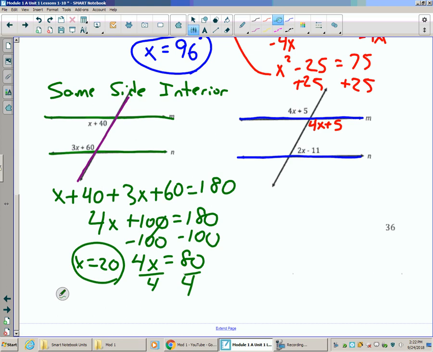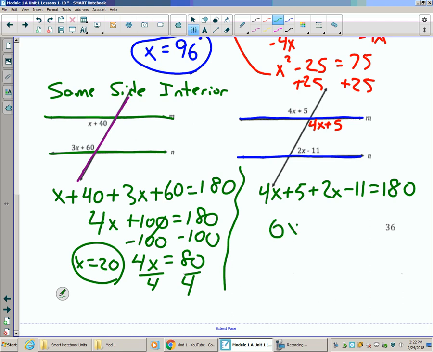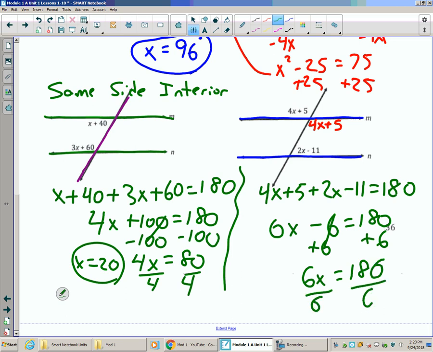And now these 2 angles, 4x plus 5 and 2x minus 11, are same side interior, just like the example on the left here. So these two angles have to add up to be 180 again. So I'm going to add these two angles up to 180. I'm going to combine like terms. 6x minus 6 equals 180. Add 6 to both sides. 186. And for our last step, we divide both sides by 6, and we get x equals 31 degrees there.